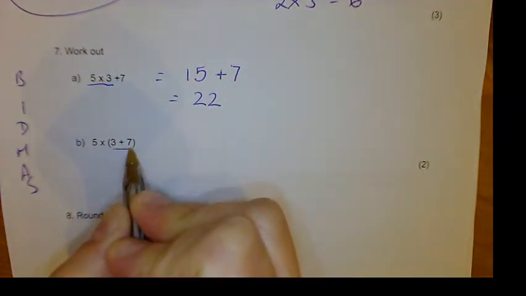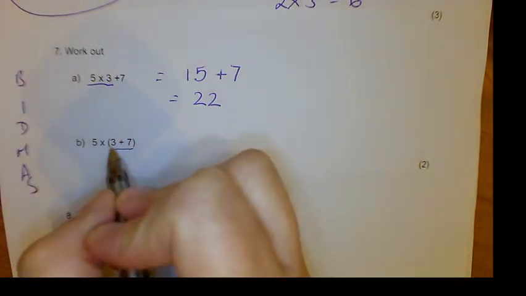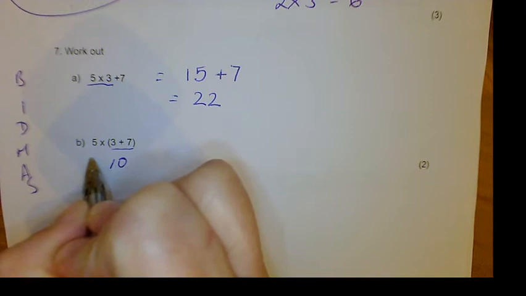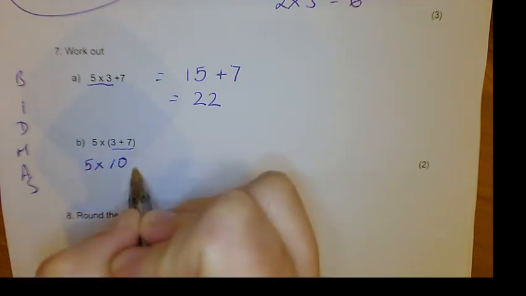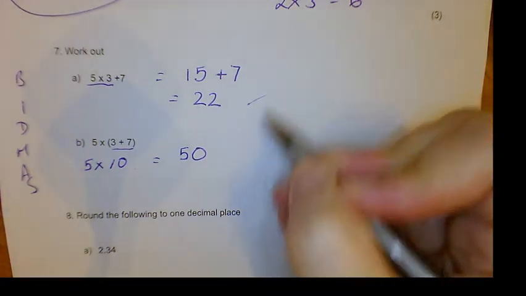This one, we do the brackets first. 3 plus 7 is 10. 5 times 10 is 50. 1 mark for each one.